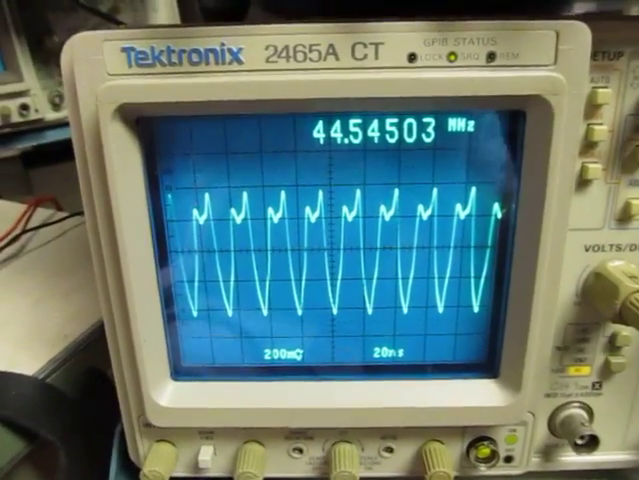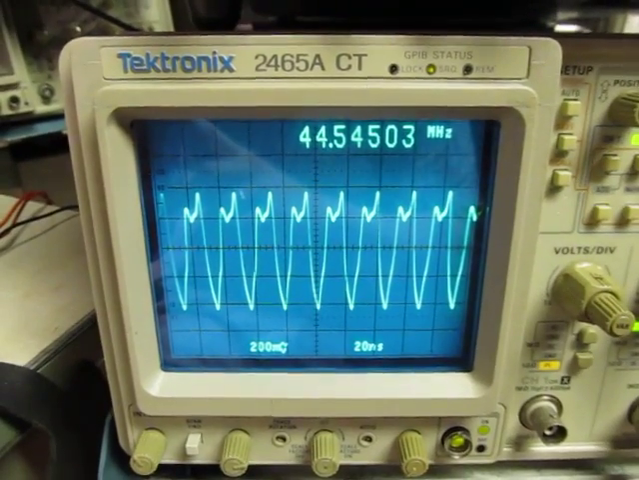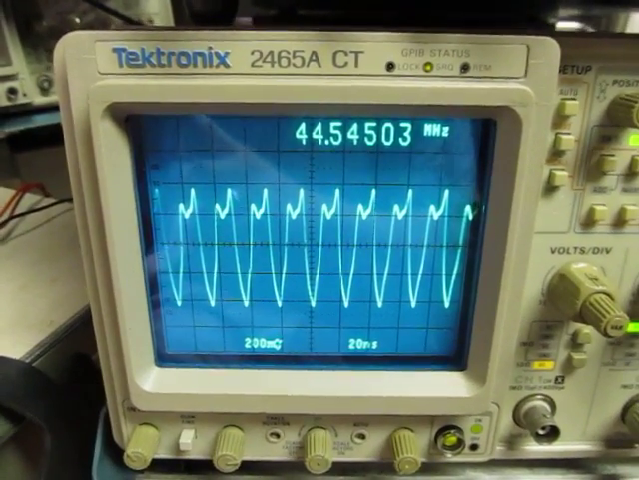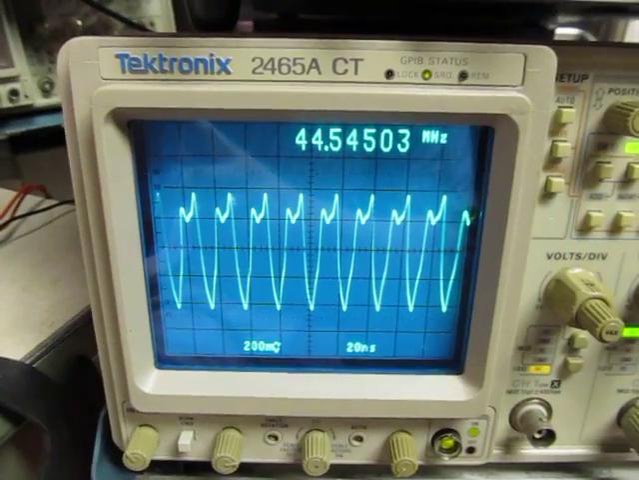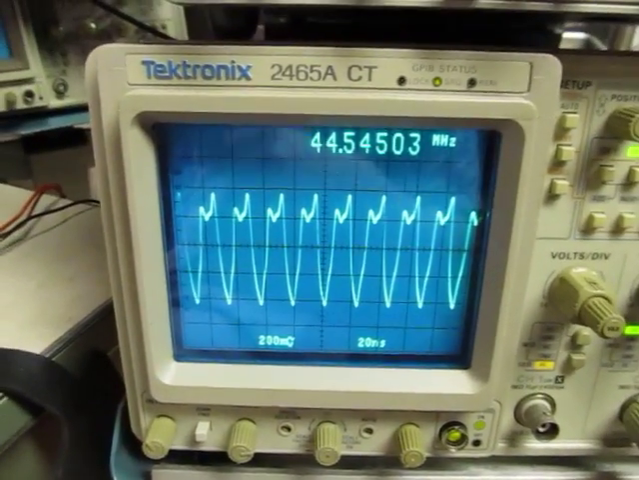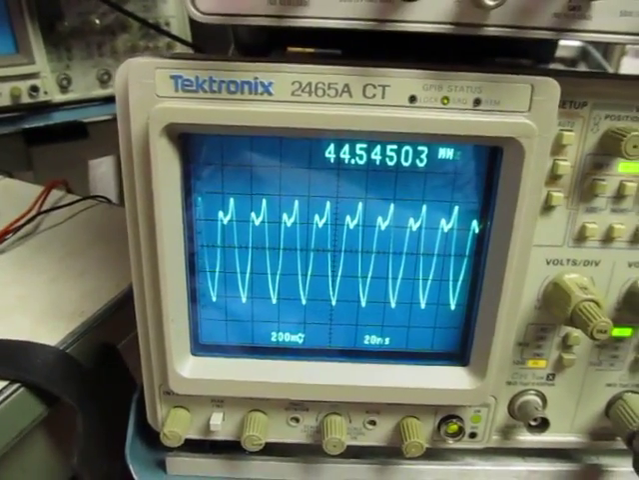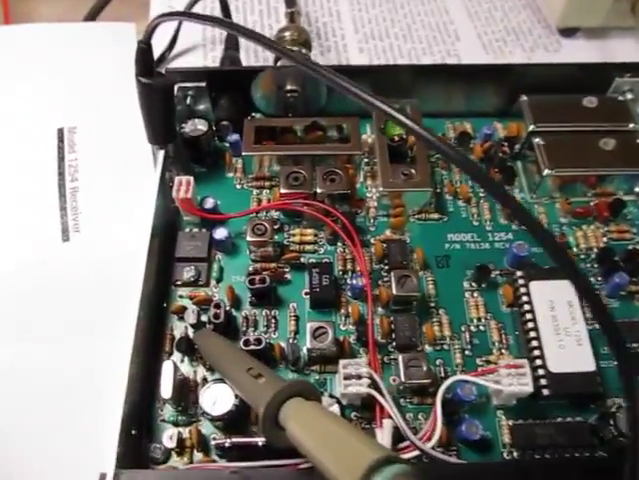But the whole point is we can see the frequency is 44.545 megahertz, which is actually 455 kilohertz off of the IF, which means the difference frequency coming out of that mixer now is going to be at 455 kilohertz. Okay, so we can go back to our circuit here.